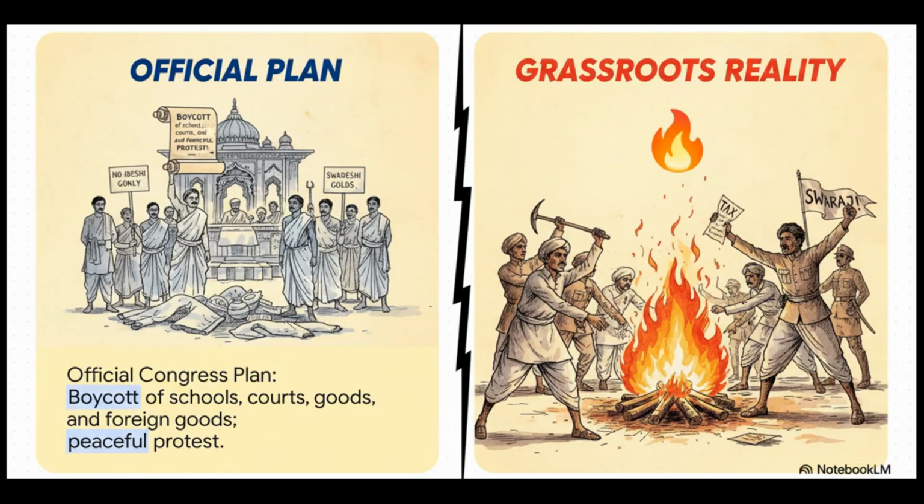And you can see the split right here. On the one hand, you had the official Congress plan, very controlled, very nonviolent, boycotting schools, courts, and so on. But on the ground, it was a totally different story.